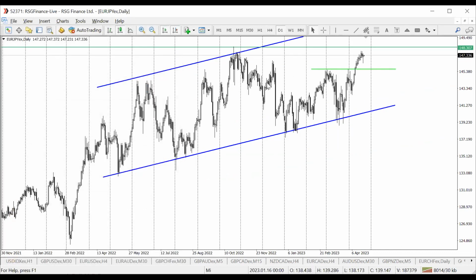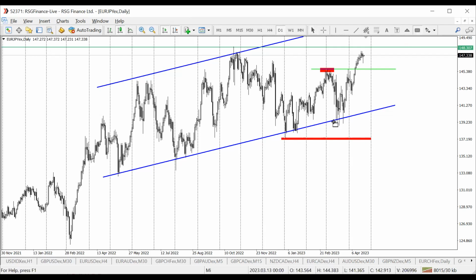Euro JPY market structure on the daily time frame is bullish. We're already beginning to take out the highs. Price was unable to take out the last low, which is here.